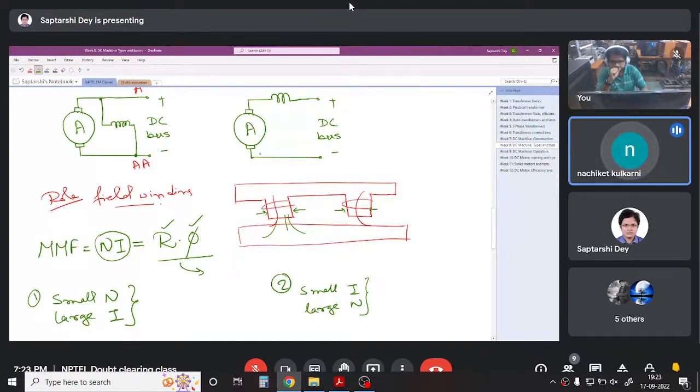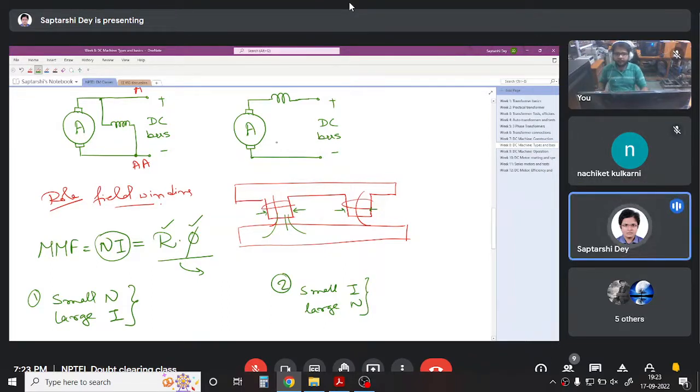In a shunt, we can go for a small amount of current and a large number of turns. Why so? Because in shunt, the voltage across the terminals is constant, so we can draw less current, or we may have to work with less current, and that's why we go with a large number of turns. Okay, we can think of it in some other way also. You see, the field winding does not ideally provide any power. It only maintains the magnetic field.